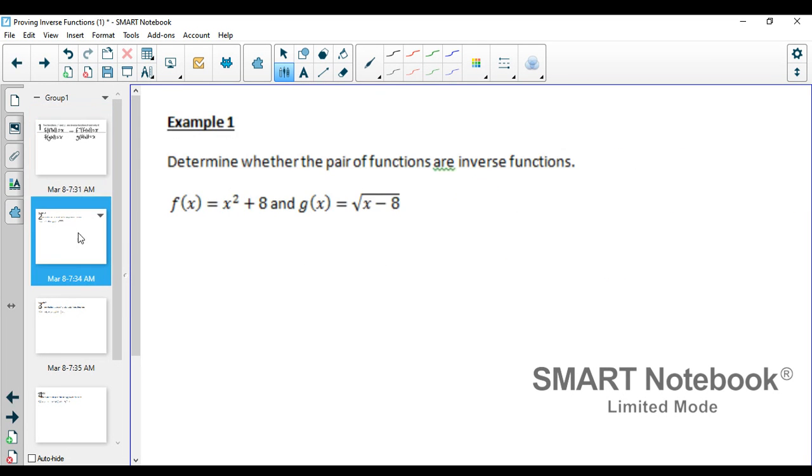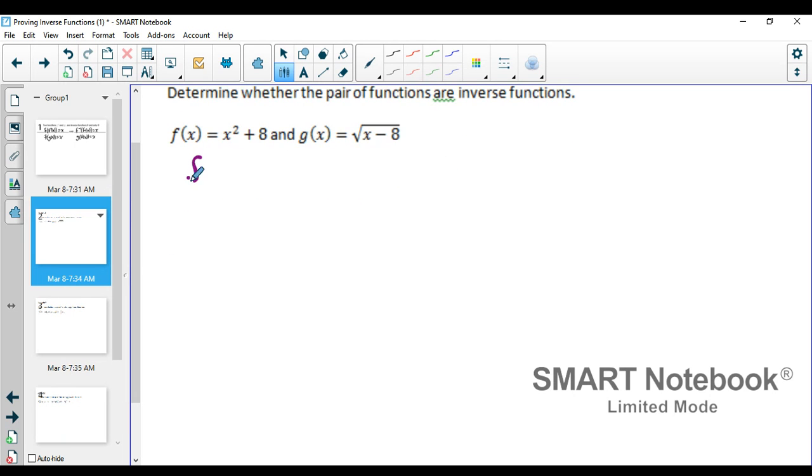So let's go to our first example. Here we're trying to determine whether f of x and g of x are inverse functions. So f of x is x squared plus 8, and g of x equals the square root of x minus 8. Okay, so the first step is f of g of x. So that means we're putting the g function in for x here. So we have the square root of x minus 8, squared, plus 8.